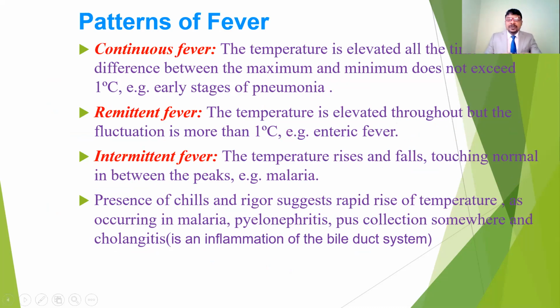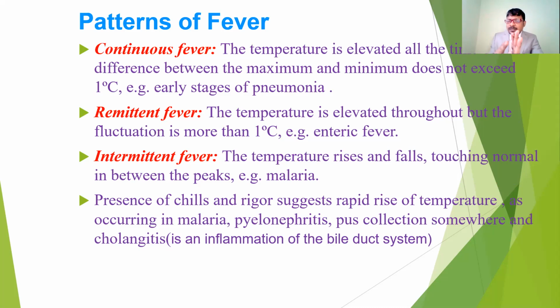So if you see, continuous fever is where the temperature is elevated all the time, but the difference between the maximum and minimum does not exceed 1 centigrade. It is seen in the early stage of pneumonia. This is one example. In these conditions, the temperature is going to be continuous.